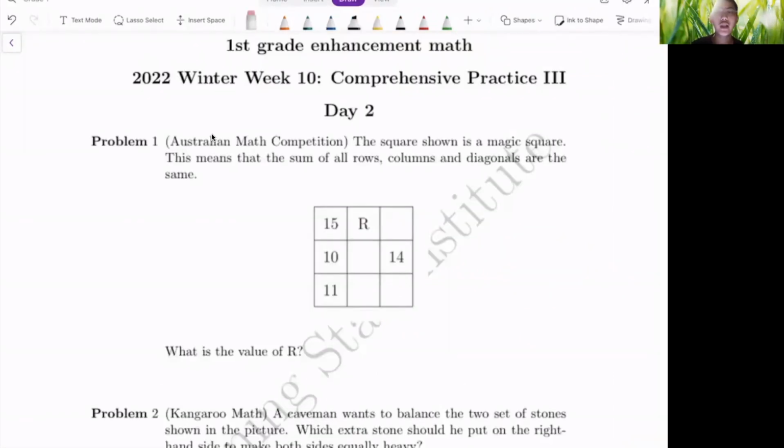Problem 1. The square shown is a magic square. This means that the sum of all rows, columns, and diagonals are the same. What is the value of R based on the table?